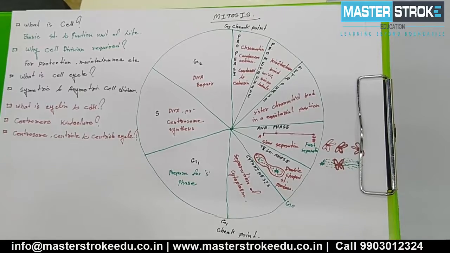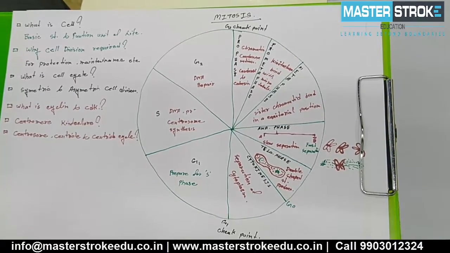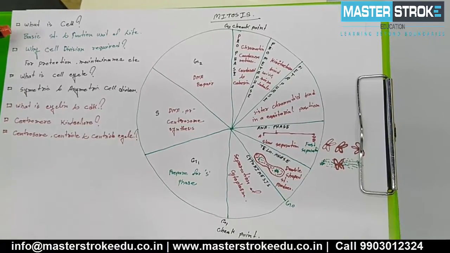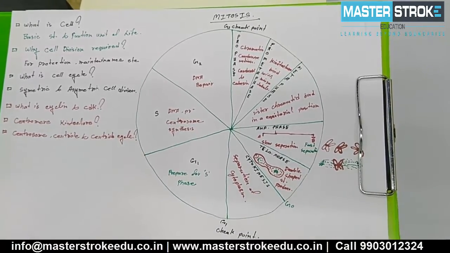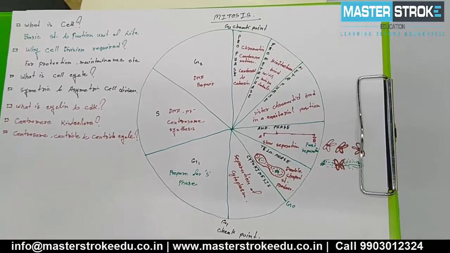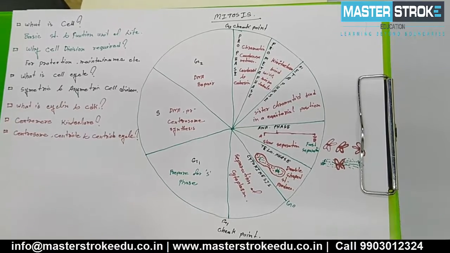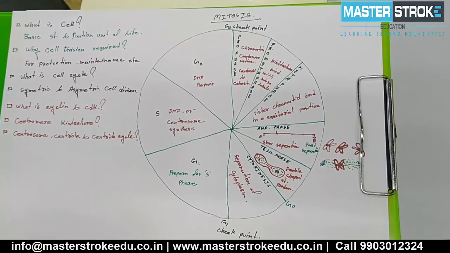Today our topic is based on the mitotic cell cycle. So what is a cell? The first question is, what is a cell? A cell is the basic structural and functional unit of life. Why is cell division required? For protection and maintenance.